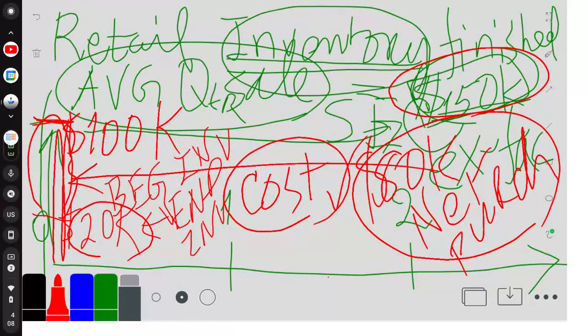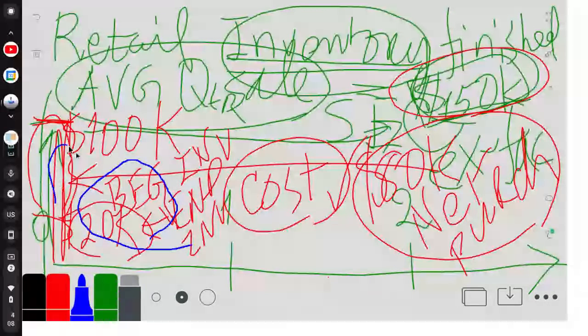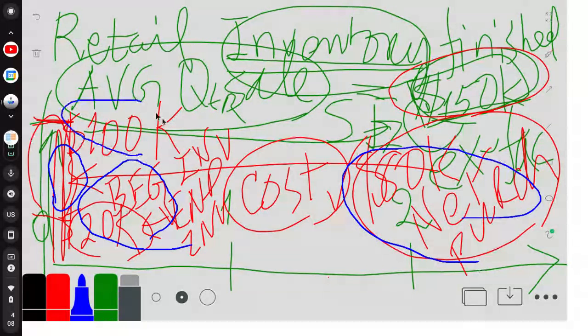Now, what is that called? 20K is the beginning inventory, right? Let me use this. 20K is the beginning inventory. This 80K is net purchase. So 20K plus 80K, that's 100K. And what should that be called? That's called what? If you think about it, that is the total. The ending... something. The ending inventory?